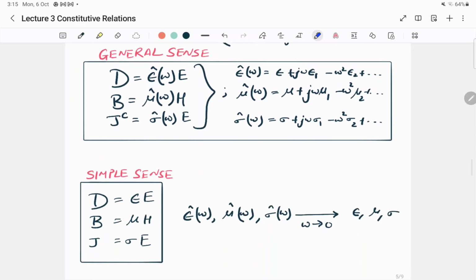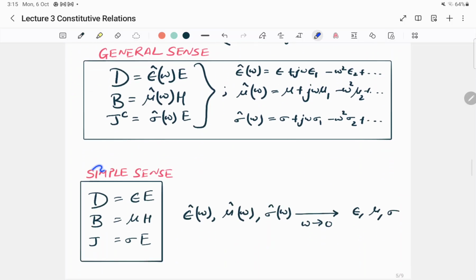Whereas when the medium is linear in simple sense, we will simply use epsilon. Why? Because when the omega term tends to 0, these epsilon cap, mu cap and sigma cap can be simply written as epsilon, mu and sigma. So for linear matter in simple sense, it becomes D is equal to epsilon E, B is equal to mu H and J is equal to sigma E.